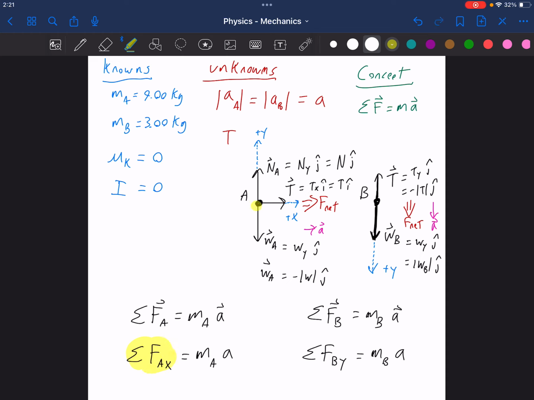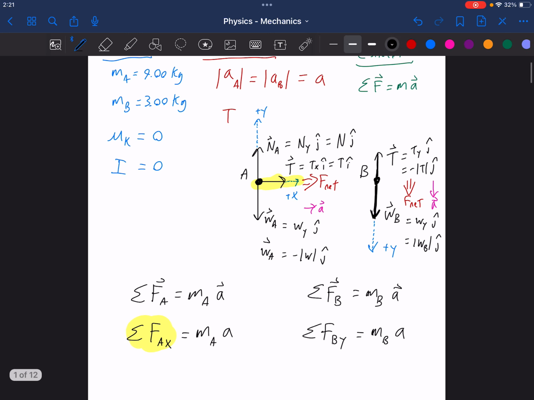Well, I look at the x direction of A's diagram, and I only see one force. It's the tension, right? This is the sum of the forces acting on A in x, and I see I have a vector that has an x component. That's what I'm going to plug in here. The tension in x is the only force acting on A in x, and that's equal to the mass of A times acceleration.